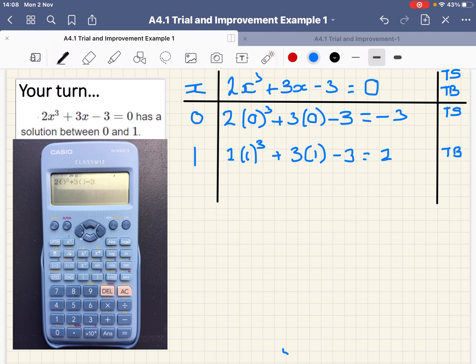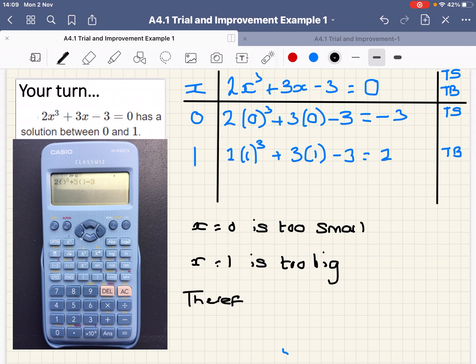So we're going to have a finishing statement that says x equals 0 is too small. x equals 1 is too big. Therefore, x lies between 0 and 1.